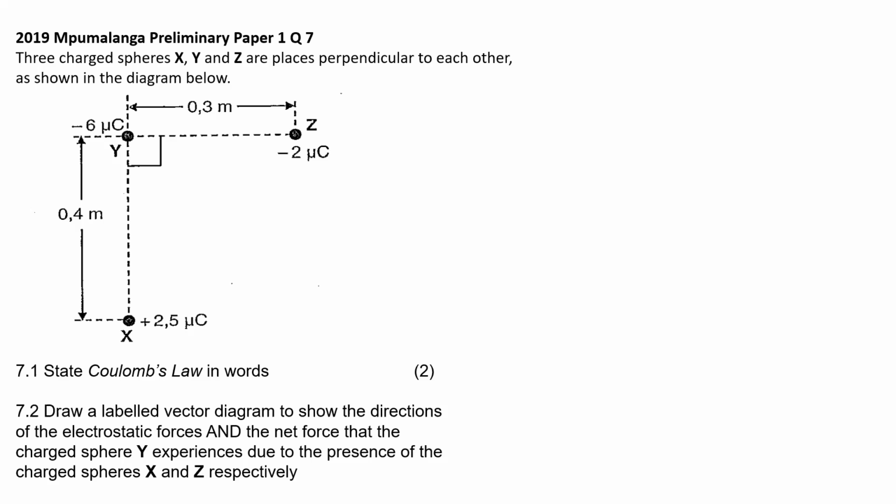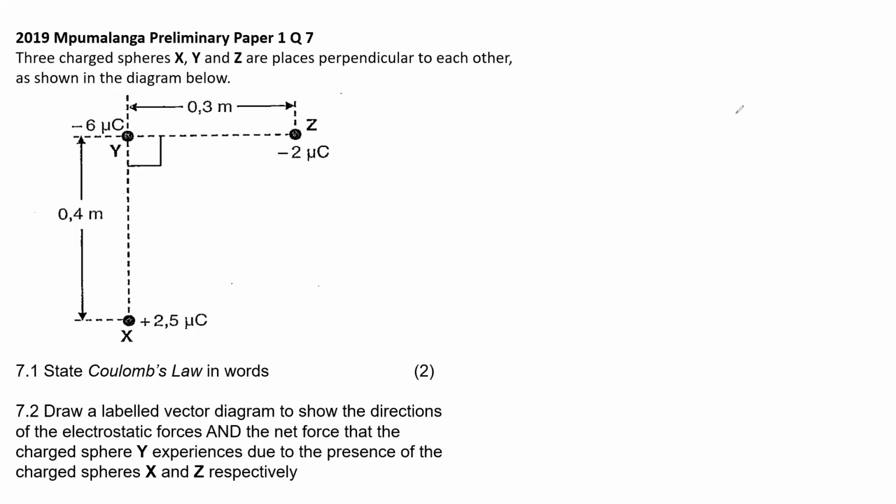But then we go to 7.2, which is the interesting one in this case. It says, draw a labeled vector diagram to show the directions of the electrostatic forces and the net force that the charged sphere Y experiences due to the presence of charged spheres X and Z respectively. All right, let's get down to business. First things first, the force or vector diagram there. The force is being felt by the sphere Y.